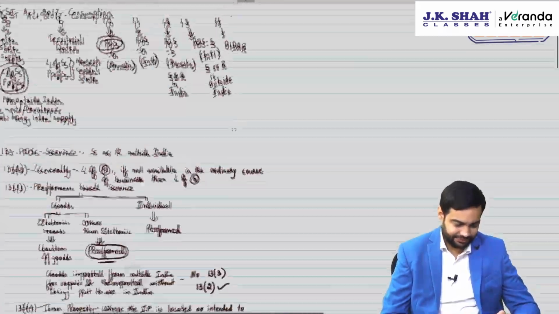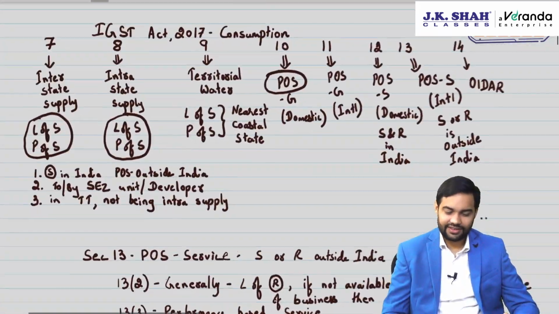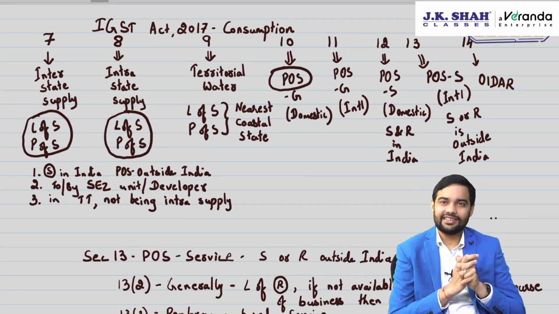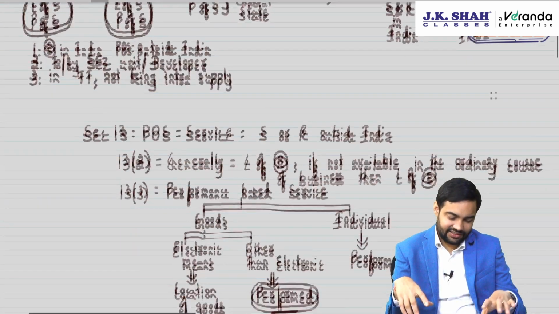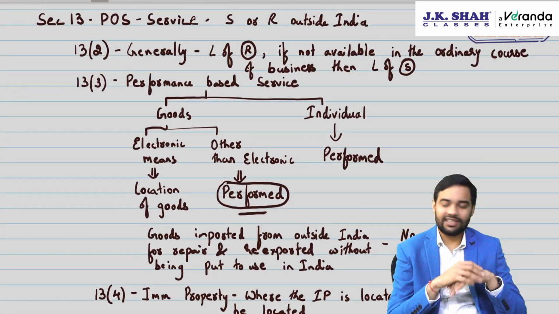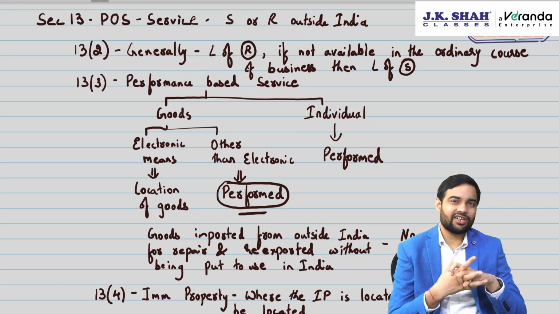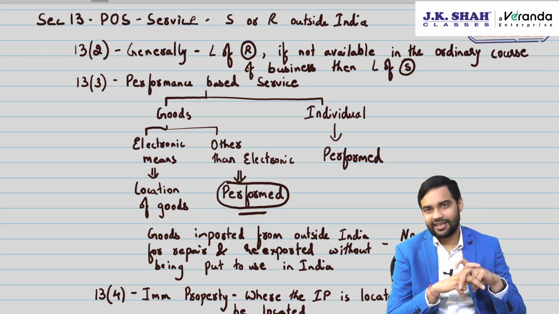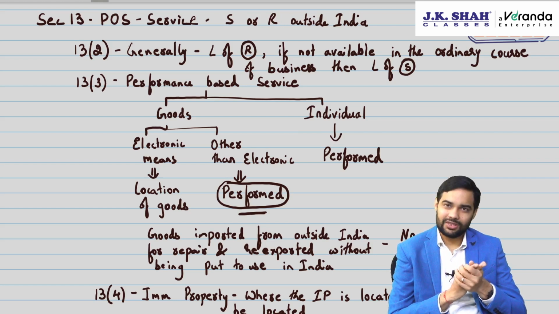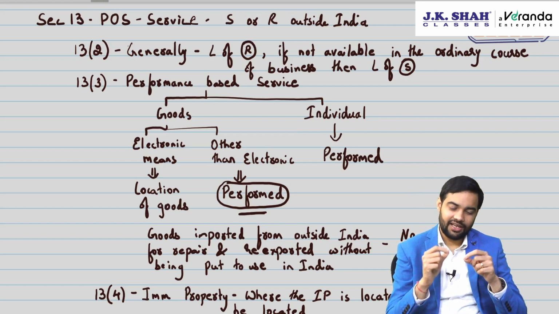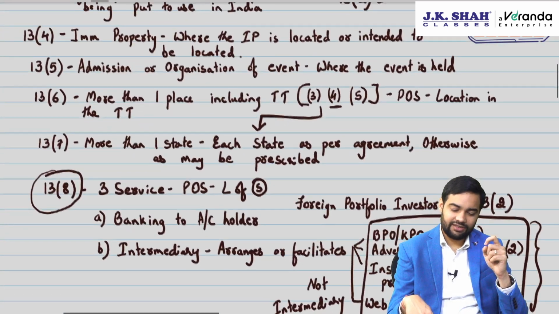Let's see. So we started from here. From 7 to 14, these are the provisions which we learn in place of supply. 13, when one of them is outside India, we go by 13. 13.2, generally location of recipient. If that is not available in the ordinary course of business, supplier. 13.3, basically performance based, where it is performed. If it is not performed in India, if it's not put to use in India and exported, then outside India, 13.2 will be used. Immobile property, we very well know.